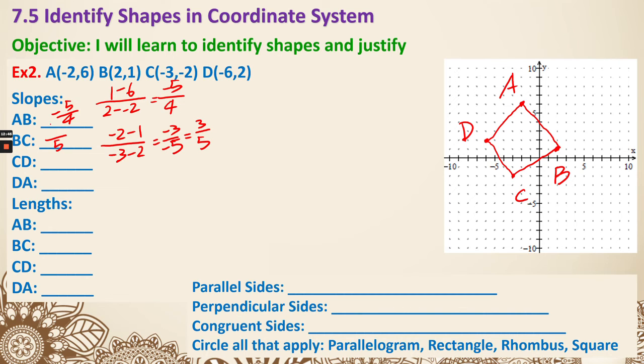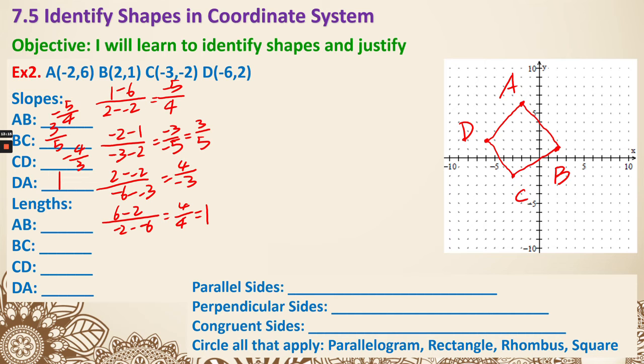Next, CD. Oh, actually, CD is going to be 2 minus -2 and -6 minus -3. That's a positive 4 on the top, and that's a -3 on the bottom. So -4 over 3. Next, DA. 6 minus 2 on the top, -2 minus -6 on the bottom. So it's 4 over 4. Simplifies to be a 1.